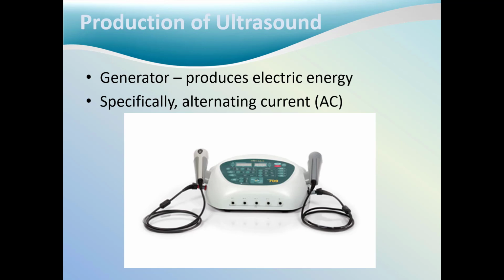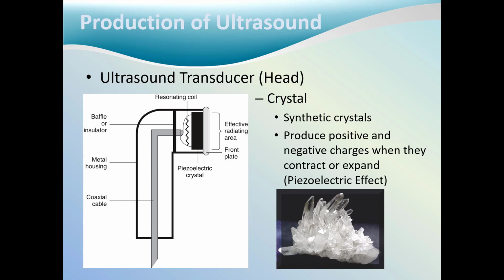The generator houses a control panel with buttons or switches that regulates the following parameters: on-off, power, time, intensity, duty cycle, continuous or pulsed modes, 1, sometimes 2 or 3 MHz frequency, and an automatic shutoff in case the crystal overheats. The applicator is the structure that you hold onto to apply the ultrasound, and the crystal is located inside of the ultrasound transducer, known as the ultrasound head.